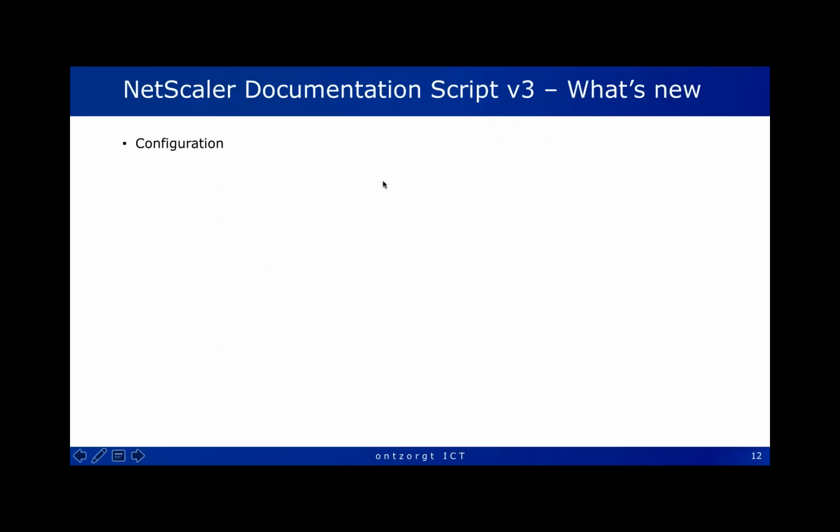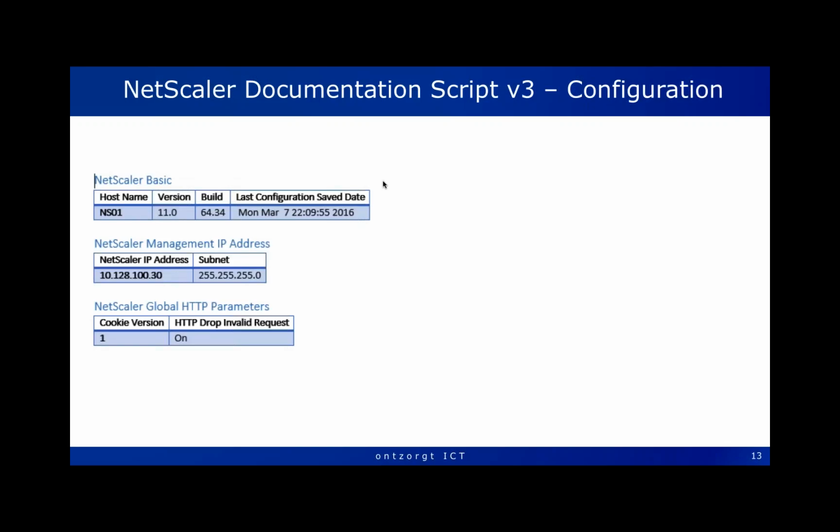Right, here we go. So back to the NetScaler documentation script and what's new in version 3. Obviously the Nitro API we used, but that gives us access to some new information as well, which was not in the ns.conf. So what we did before we had the Nitro API, we could just report on the things that were in the ns.conf, like the host name and the version, which we see in the screenshot.